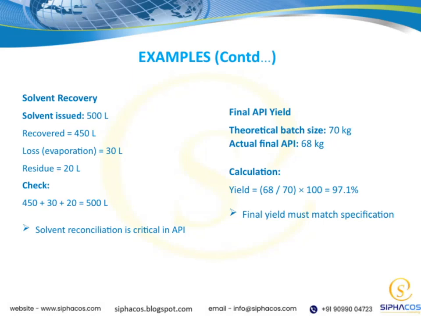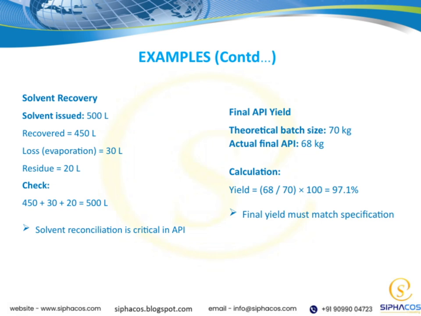Now, let's take a look at the final API yield. The theoretical batch size was 70 kilograms, but the actual final API we obtained was 68 kilograms. To calculate the yield, we divide the actual yield by the theoretical batch size and multiply by 100. So, 68 divided by 70 equals approximately 0.971, and multiplying by 100 gives us a yield of 97.1%. It's important to note that the final yield should match our specified targets, ensuring our process is consistent and efficient.